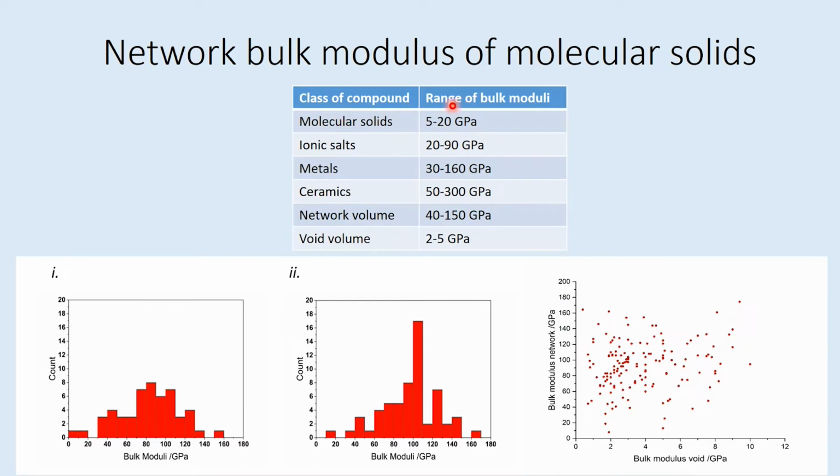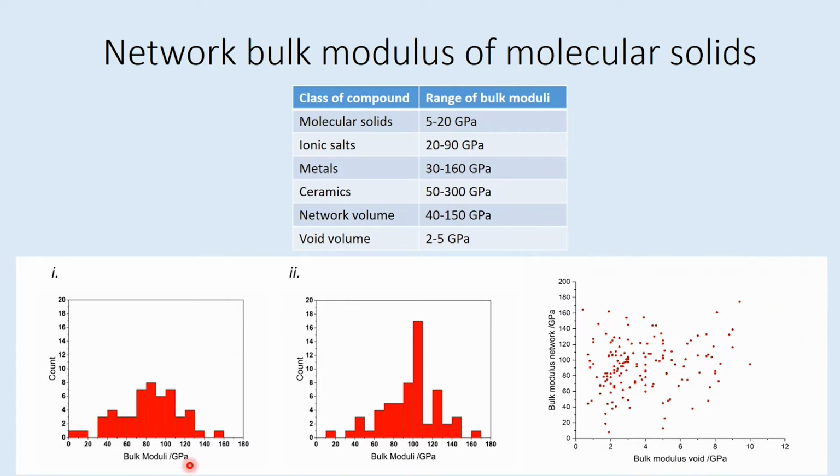But we can also look at these other classes here, and if we compare network volumes, we get 40 to 150 GPa, and this turns out to be very comparable to the strength of metals. So we can see that we're getting a fairly significant strength in these compounds. If we then compare this, this range of network volumes also tends to be dependent on the class of intermolecular interaction in the compound.